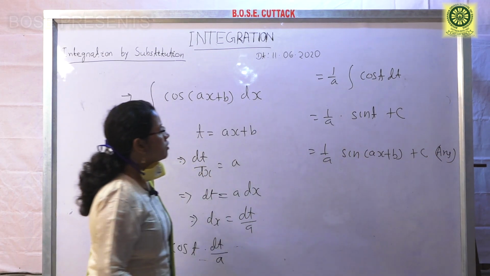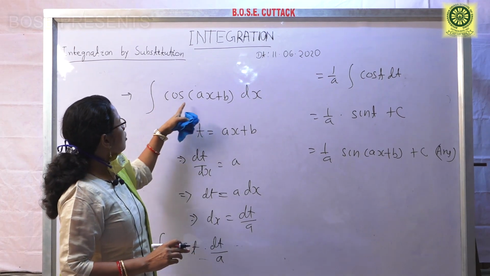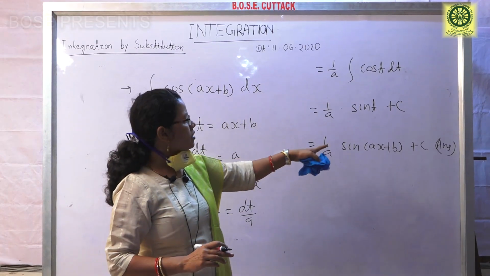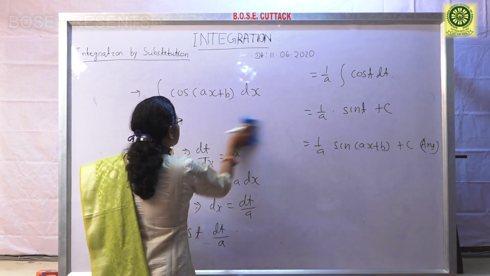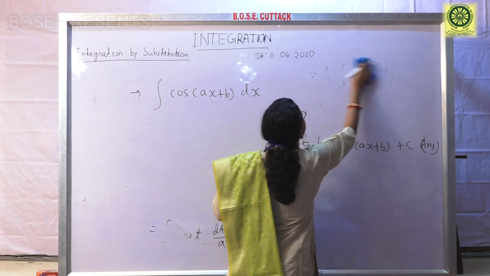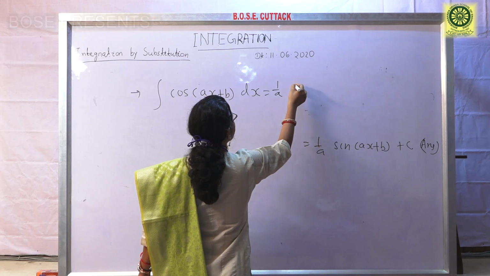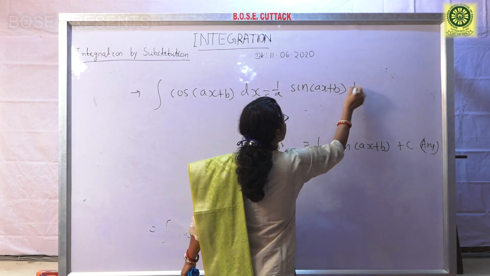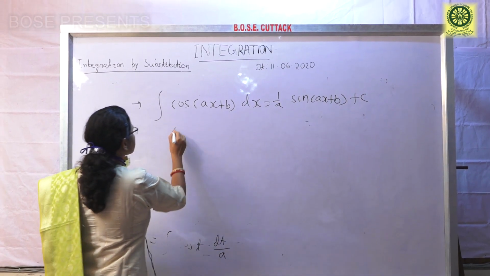Okay. So here you have found that the integral of cos(ax + b) with respect to x is (1/a) sin(ax + b) + c. Now just write this here. That is, the integral of cos(ax + b) is (1/a) sin(ax + b) + c. Okay, just compare this with this formula.